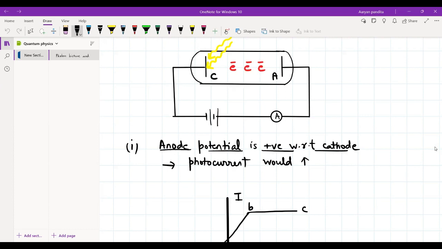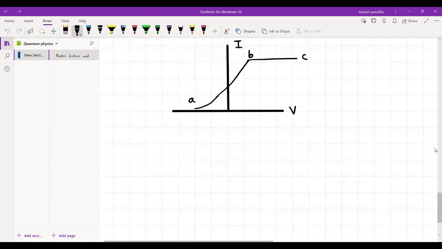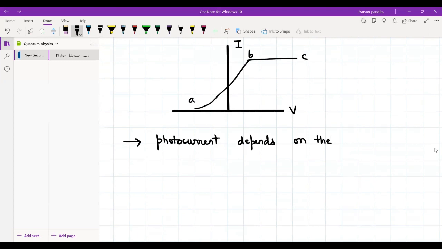So basically, when more photons collide with the electrons here, more interaction between the photons and the electrons takes place, then maybe more electrons are emitted out of this cathode, and therefore the photocurrent would increase. So we also get a very interesting and important result out of here, that photocurrent depends on the intensity of light. As we just discussed.